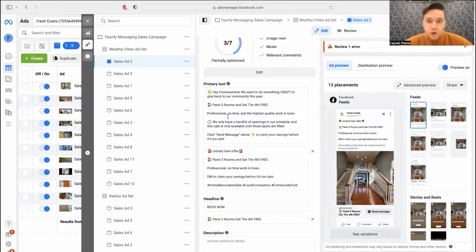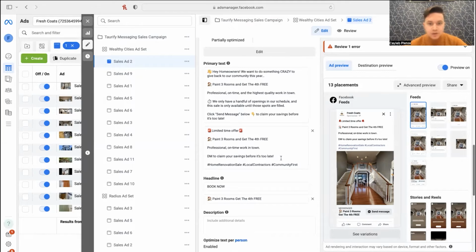We only have a handful of openings in our schedule, and the sale is only available until those spots are filled. Click send message below to claim your savings before it's too late. And then another version: limited time offer, paint 3 rooms, get the 4th free. Professional, on time, work in town. DM to claim your savings before it's too late.